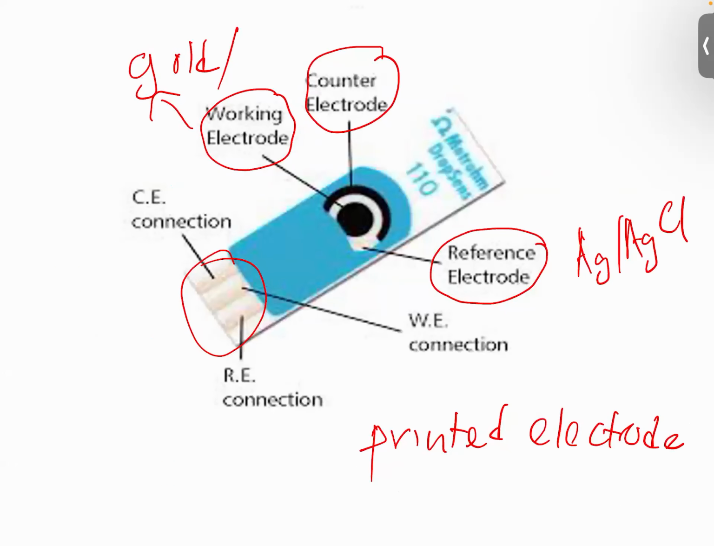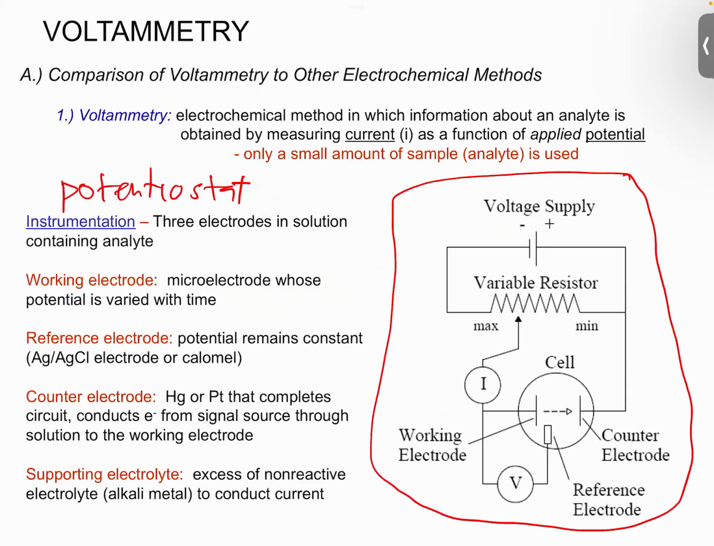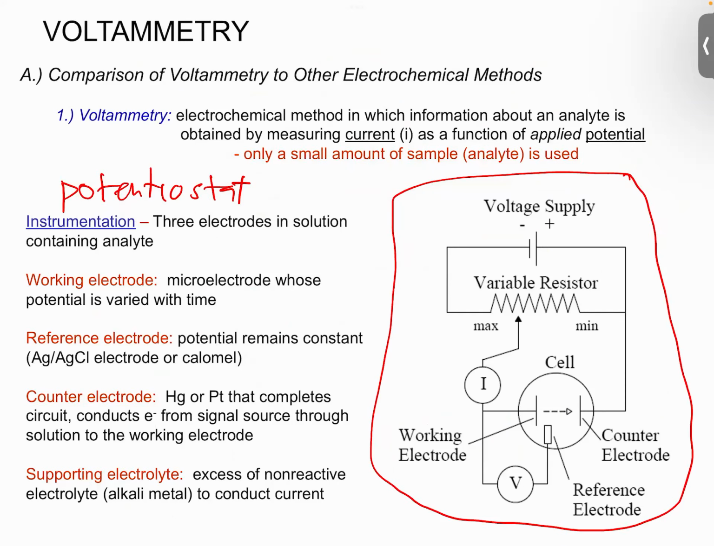Do not confuse the name potentiostat with potentiometry. Potentiometry is the technique. Potentiostat is the machine. The one we are discussing is voltammetry, using machines called potentiostats.